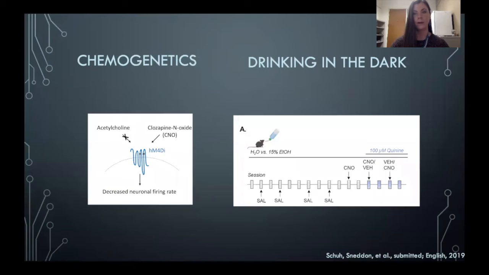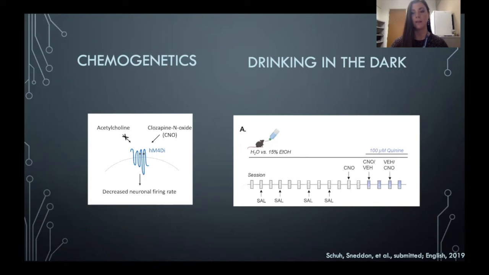For our behavioral paradigm, the subjects underwent a drinking in the dark paradigm. Mice were given access to both water and 15% ethanol for a total of 12 drinking sessions first, as we can see in the gray boxes. And then where you see the arrows with the SAL, SAL, that's where they received a saline injection to habituate them to injections. So first they escalated their drinking on ethanol and water.